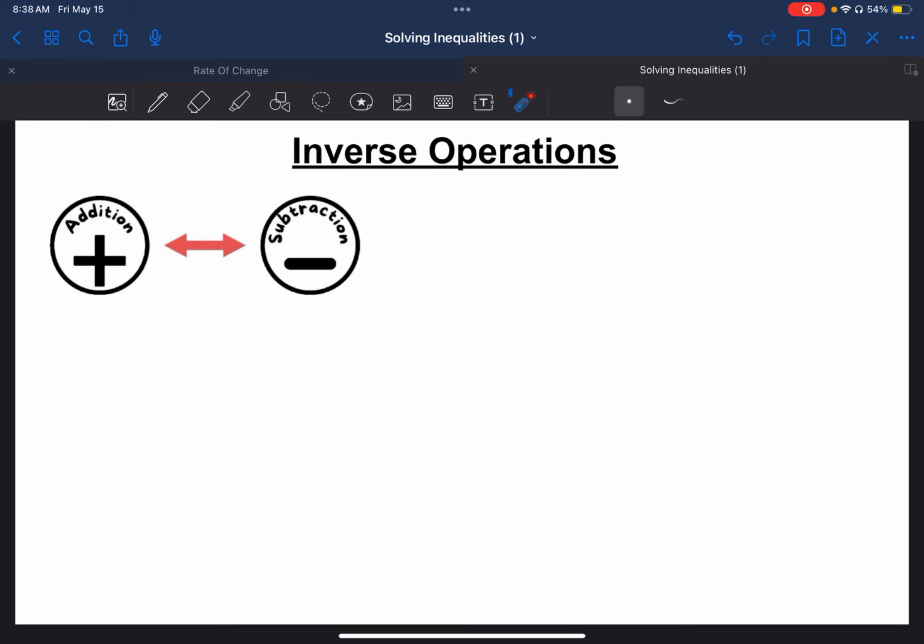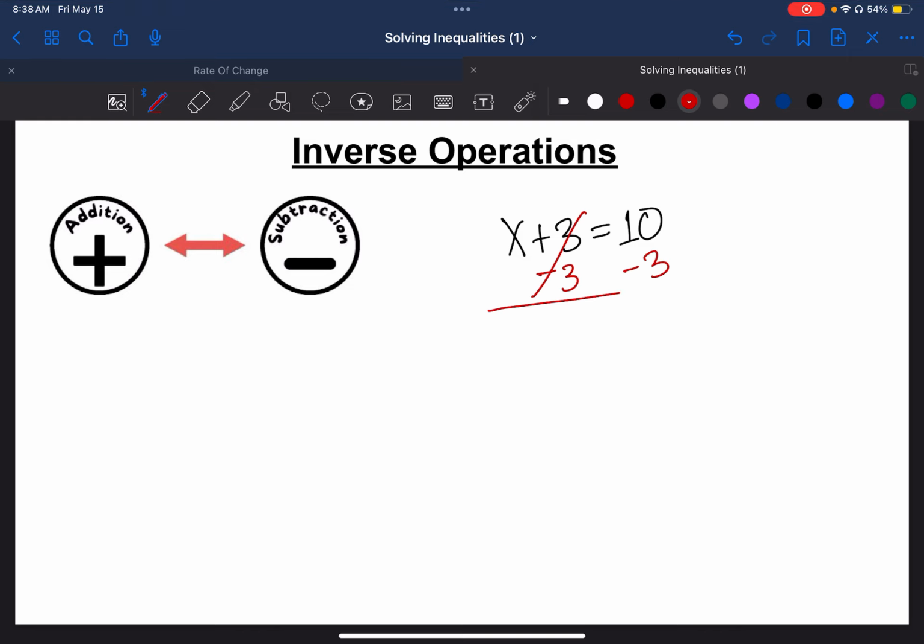The inverse of addition is subtraction, and the inverse of subtraction is addition. So if you have something like x plus 3 equals 10, we see that there's some addition going on. To isolate the x, we have to subtract by 3. And in equations, you always have balance. So if you subtract by 3 on one side, you have to subtract by 3 on the other. So we have x equals 7.